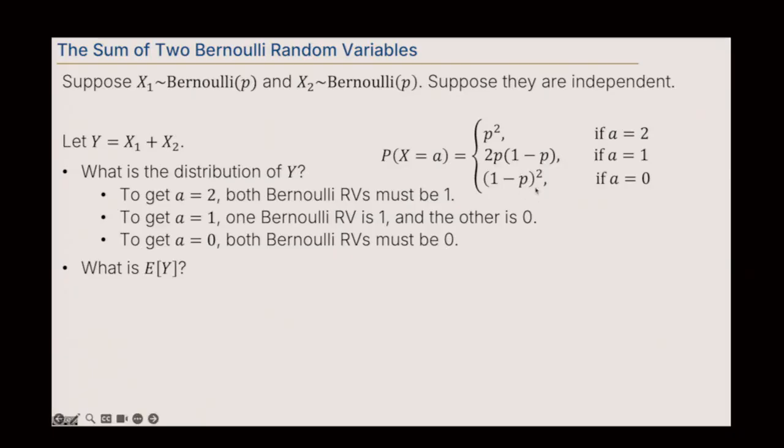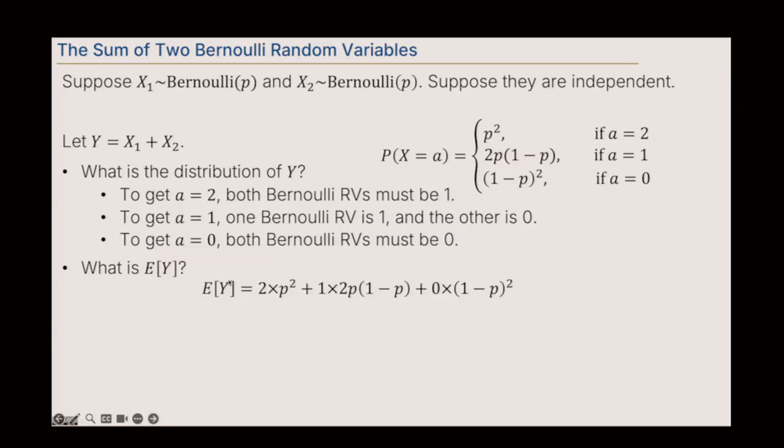Okay. What's the expected value of y? Well, we're just going to take each of these things. We're going to say it's 0 times p squared plus 1 times 2p times 1 minus p plus 0 times 1 minus p squared. Okay, because that's just the range.